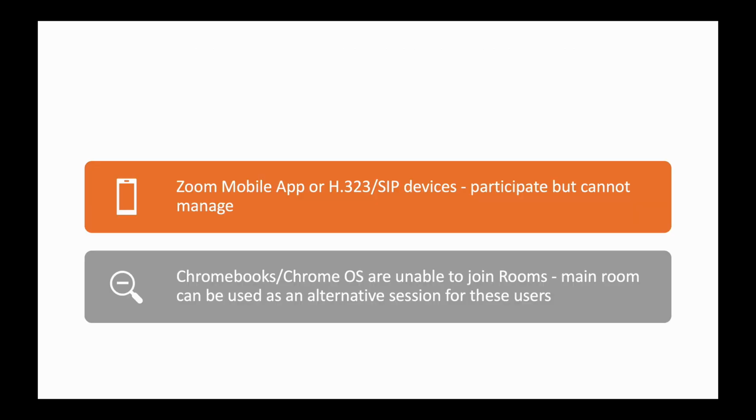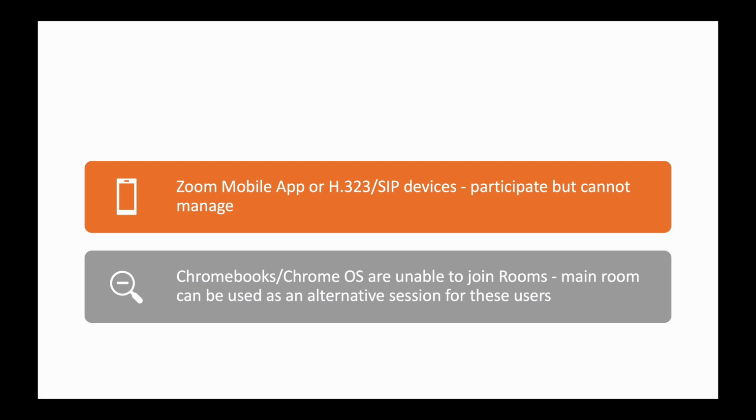And it's important for your asynchronous users, meaning the users who did not attend the Zoom session and are now relying on this recording to see what's going on, just keep in mind that the type of recording matters. People who are using the mobile app, on their phones, or those using H.323 or SIP devices, which is more like if you're in a conference room, will be able to participate, but they won't be able to manage a breakout room, meaning they won't be able to share screens and so on.